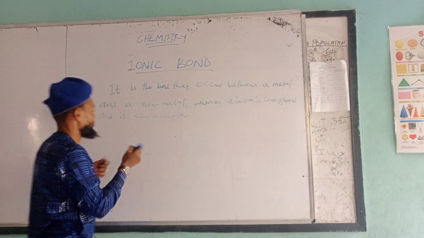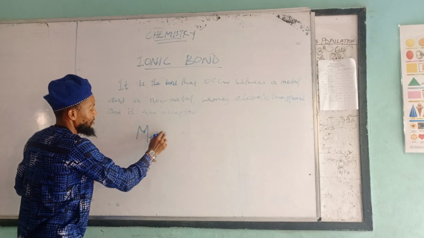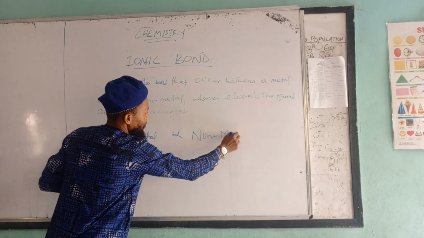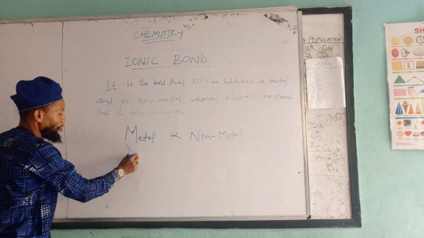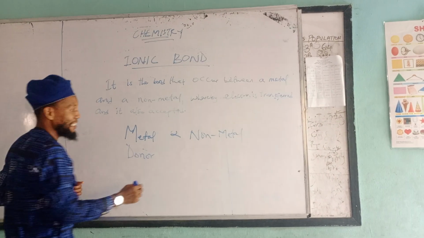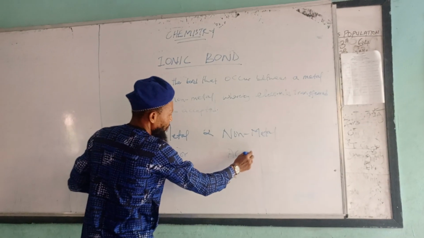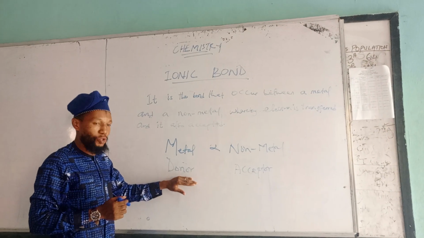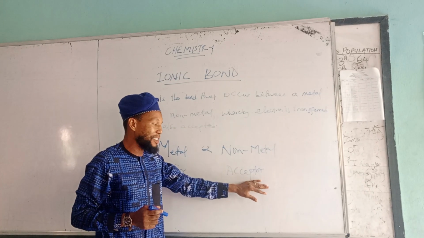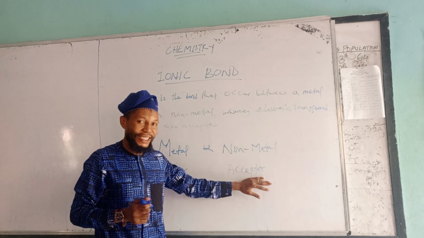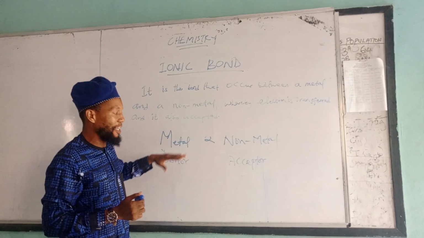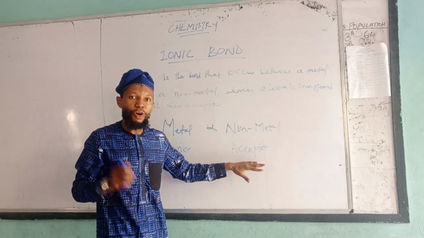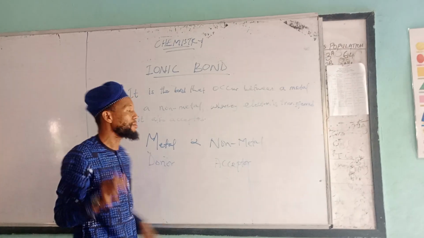So the metal and the non-metal. The metal is like the man, who is the donor. And the non-metal is the acceptor. Transfer of electron from the donor and acceptance of electron from the acceptor. So the metal is transferring one electron or more, and the non-metal is accepting the electron or more, one electron or more.